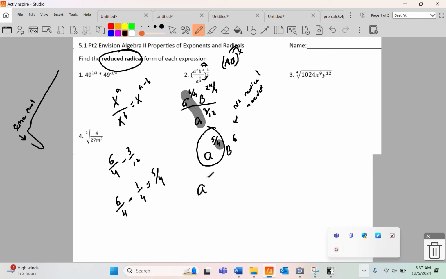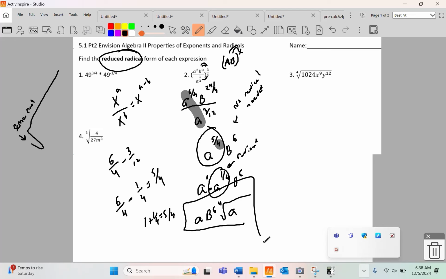We could think of it now as a to the first times a to the 1/4, because 1 plus 1/4 is 5/4. I know that's really going to bother some kids because with fractions, you don't mix. You're like water and oil. Anyways, this is the only guy that needs a radical, needs that radicand. So we're going to have an a to the first, a b to the 6th, and a 4th root of a. And there you go. Like I said, it's kind of tricky. It really is.